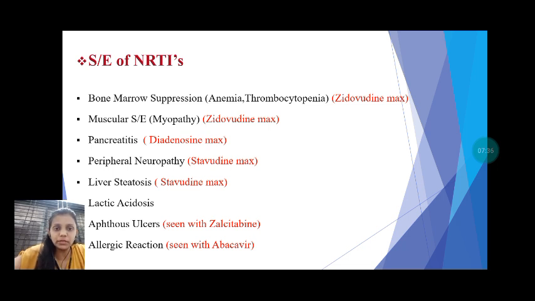Lactic acidosis. Now these two are the specific side effects of a particular drug. That is, aphthous ulcer is seen in the zalcitabine, and the abacavir causes an allergic reaction, that is hypersensitivity reaction. So if a patient develops hypersensitivity reaction, the abacavir drug is stopped in that patient and will not be given again to that patient.